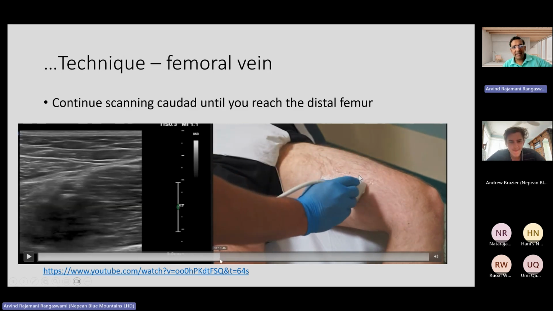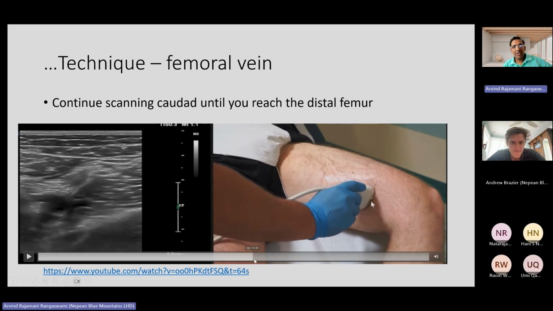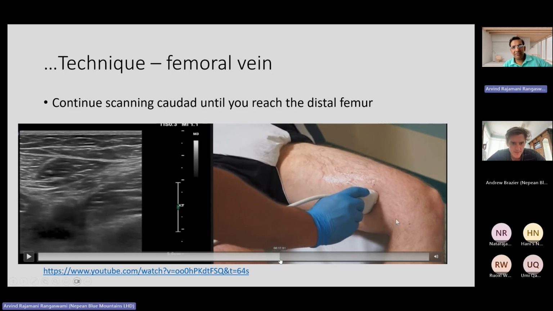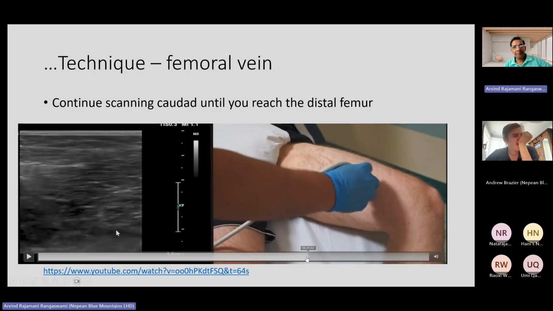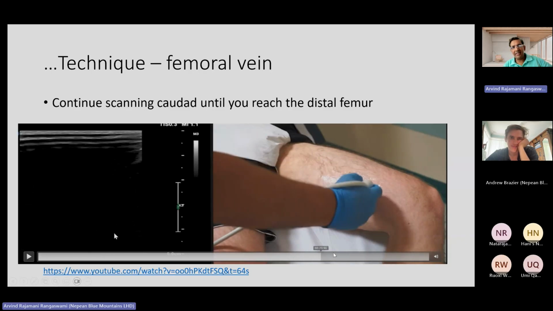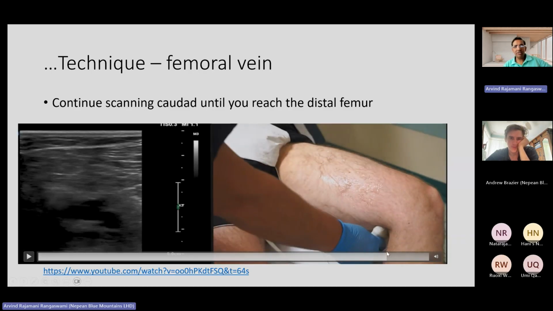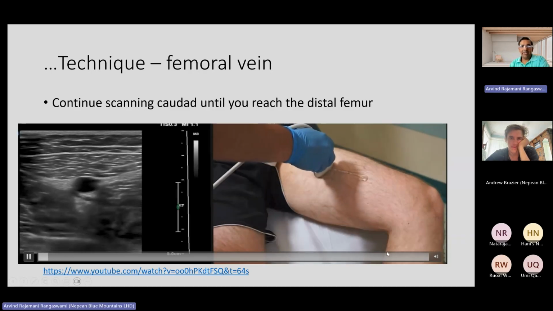And then at one point, once you see the distal femur and the acoustic shadow of the distal femur, that means that you have reached the limit of your anterior scanning, and then you stop and you go to the popliteal. Any questions?